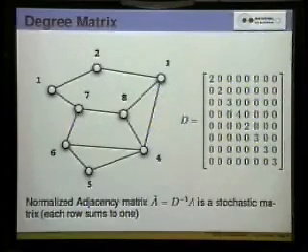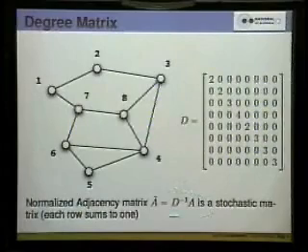And one thing that I would do often is that I would normalize the adjacency matrix. So instead of just working with the plain adjacency matrix, sometimes I might want to normalize it, because the advantage of doing this is that it becomes a stochastic matrix. So I can talk about random walks, which I'll introduce shortly.